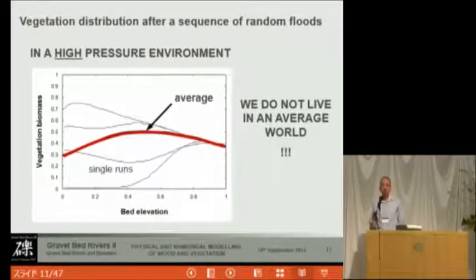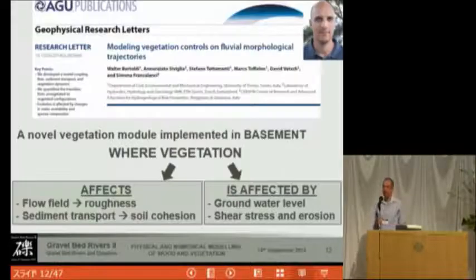So coming back to the point of models, numerical models that consider the two-way effects of vegetation, last year with Nunzio Sevilla and other colleagues, we developed a model starting from BASEMENT, that is the 2D shallow water model developed at ETH in Zurich. So we introduced a new module that considered vegetation in what we think is a more complete way.